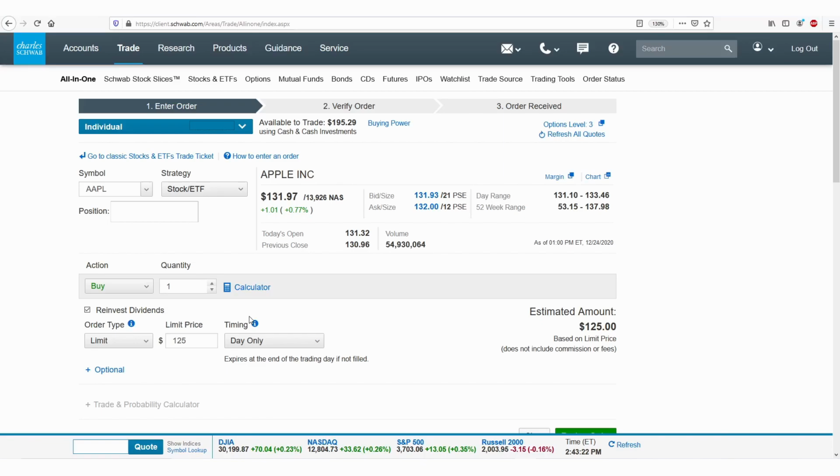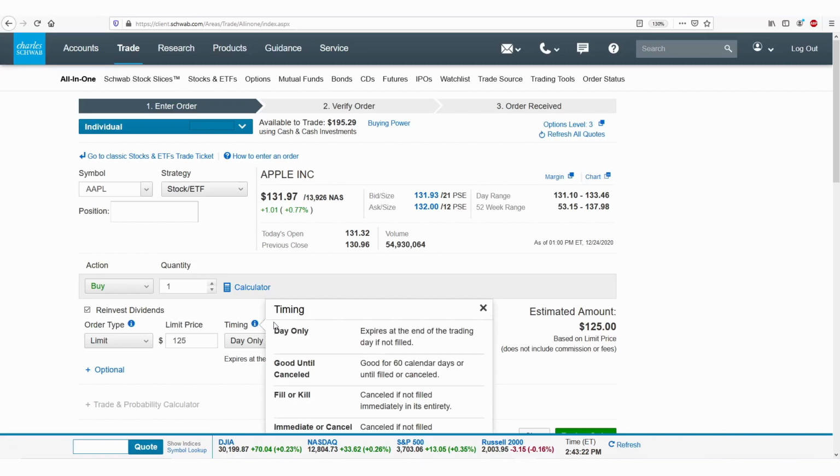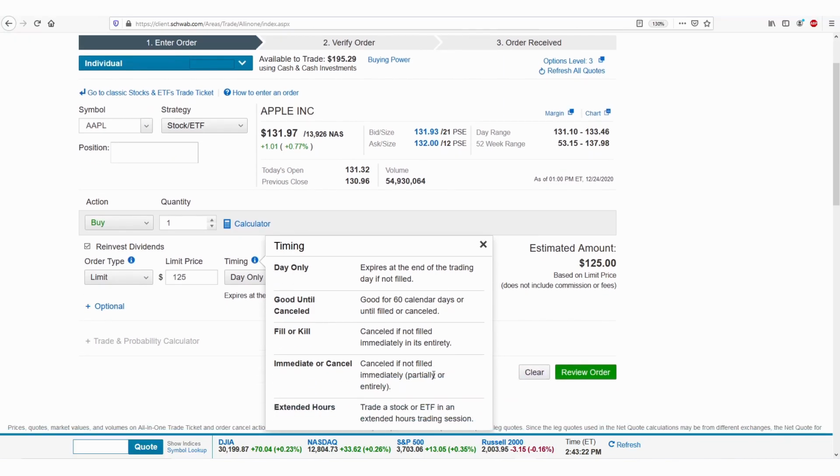Now, if the stock price does not drop to $125 in that day, then your order will not execute and then you won't own a share of Apple by the end of the day. There's also this timing section here that lets you decide how long you want to keep your order open for. So if you keep it for day only, the order will expire at the end of the trading day if not filled. Good until canceled is good for 60 calendar days or until filled or canceled. And then this fill or kill is canceled if not filled immediately in its entirety. Immediate cancel is canceled if not filled immediately, partially, or entirely.